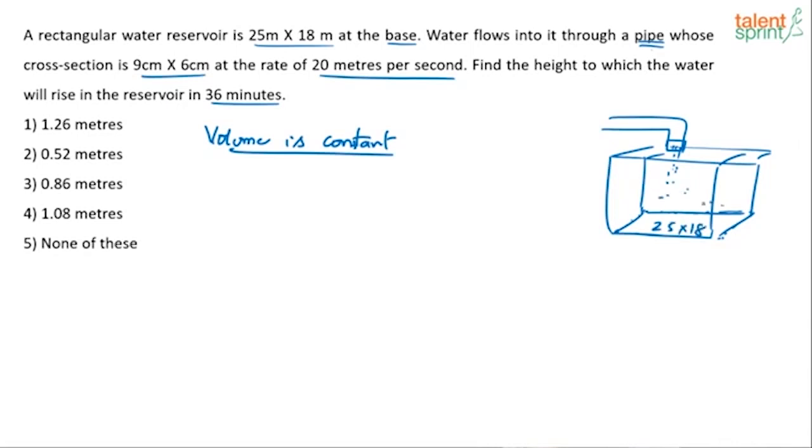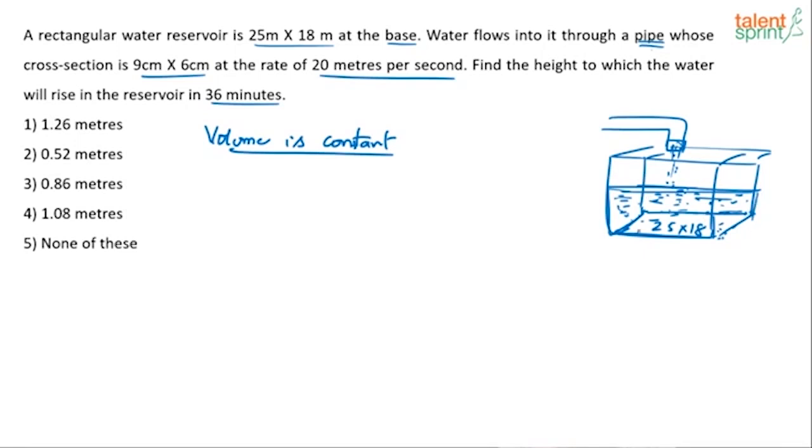Of course, the pipe is filling up the reservoir, right? So after 36 minutes, what will be the height of water? Let's say this much is filled. So what is the height of water in the reservoir is the question. It's simple. The amount of water that the pipe has filled in 36 minutes should be equal to the amount of water that is there in the tank. So the volume of water here should be equal to the volume of water discharged.